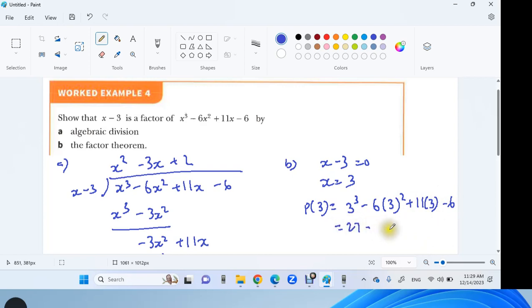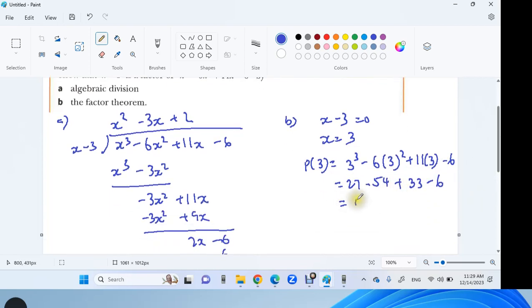So 27 minus 94 plus 33 minus 6. Okay, so we have 0. So P(3) is equal to 0. So x minus 3 is a factor.